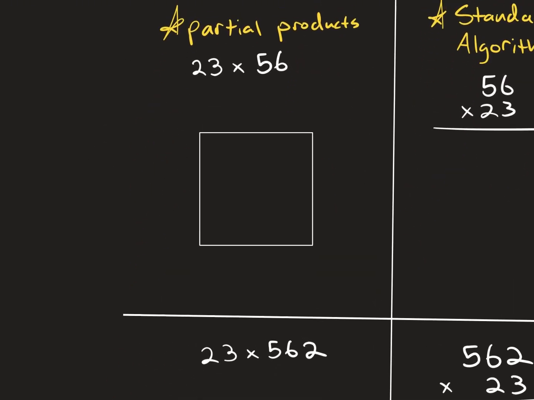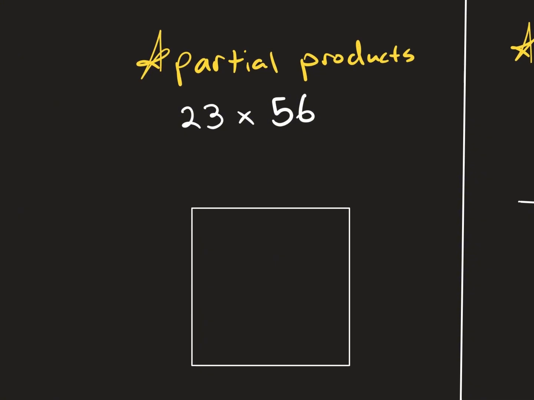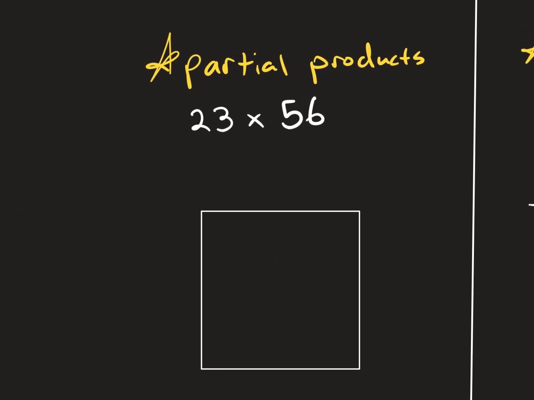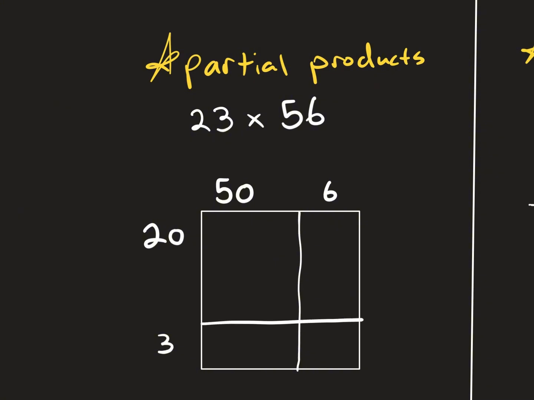So if we take a look at partial products first, what we want to recognize is either side, it doesn't matter where, but we want to split things up into their place values in tens and ones. So I'm weird. I like putting the bigger number up top. So 50 and 6. I'm going to draw a line, make it look bigger. 50 is greater than 6. And then I'm going to break up 20 and 3. So I should have my 4 boxes.